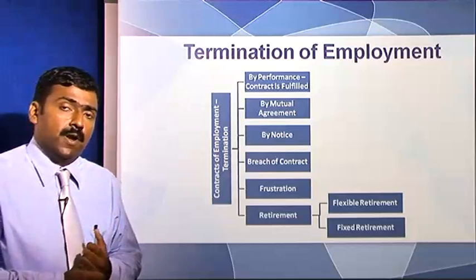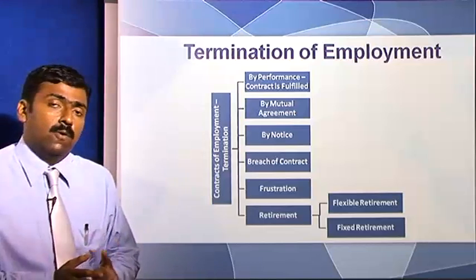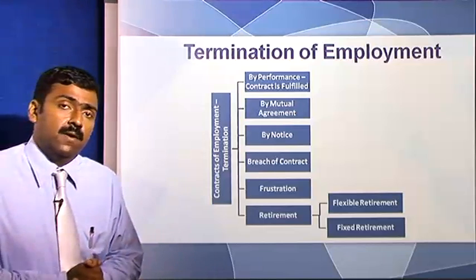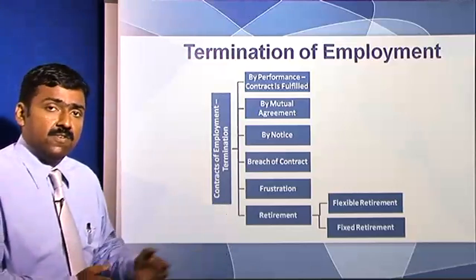When it comes to frustration, the impossibility of carrying on some of the features of the contract leads to frustration of contract, or it might be due to the death of an employee. Obviously, the contract comes to an end. This falls under frustration of contract. And the final stage is retirement.